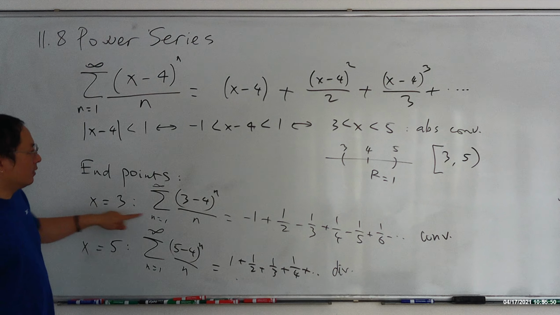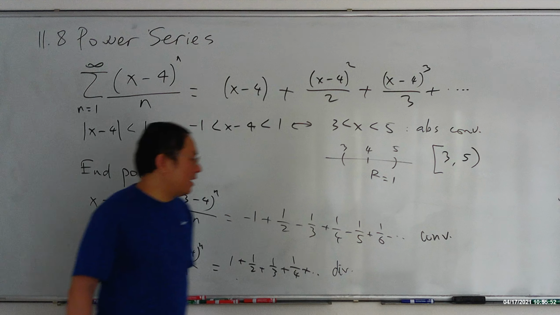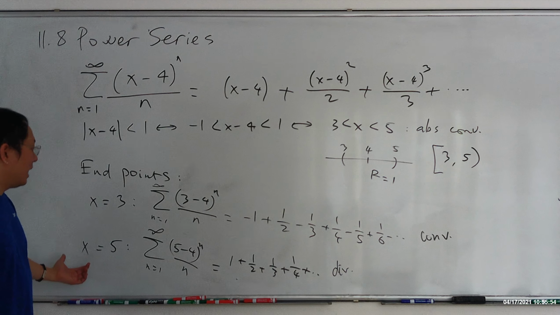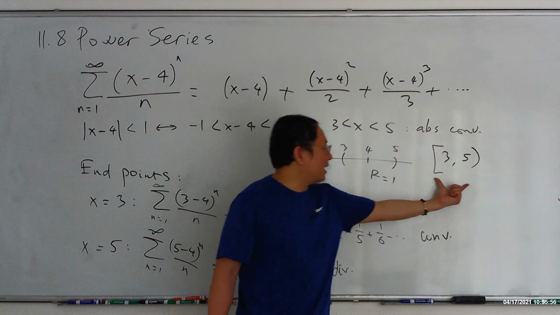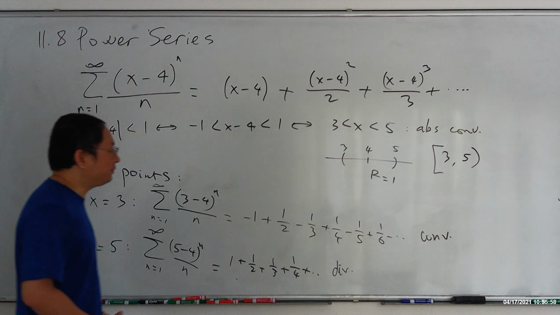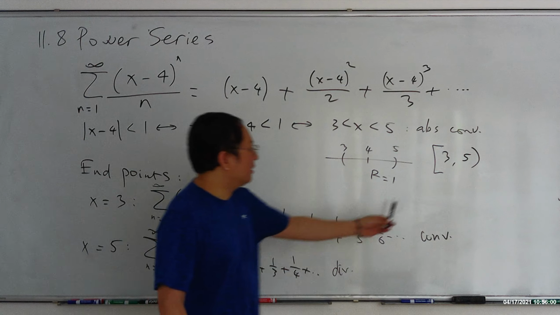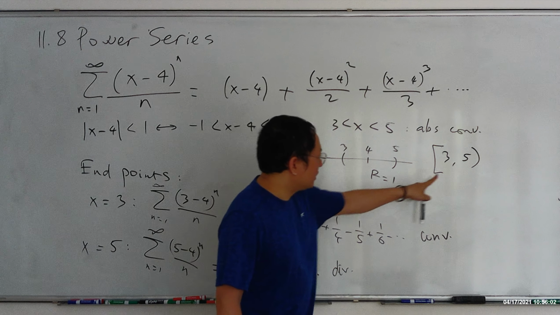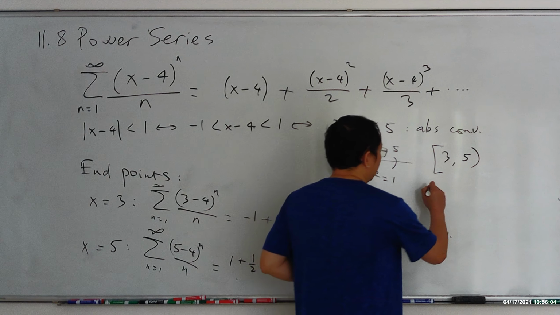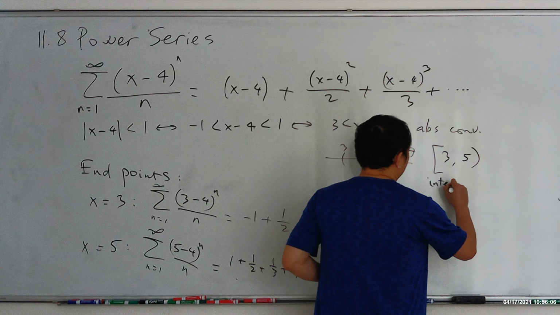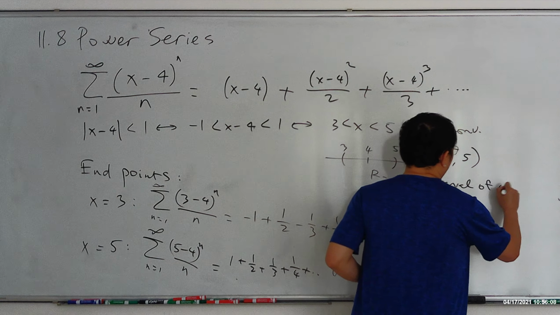Okay? X equal to 3. In this example, the series is convergent. X equal to 5, the series is divergent. So you have the interval of convergence right here. This is the radius of convergence. This is the interval of convergence.